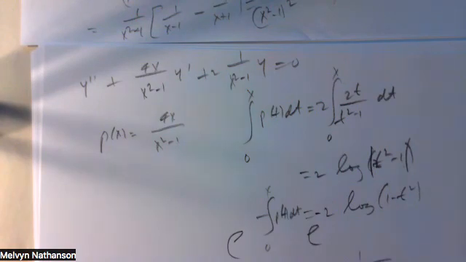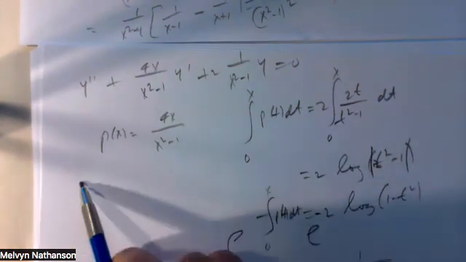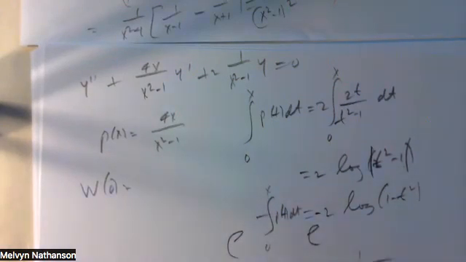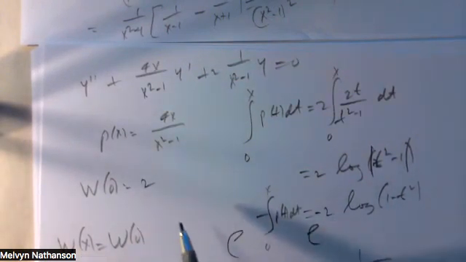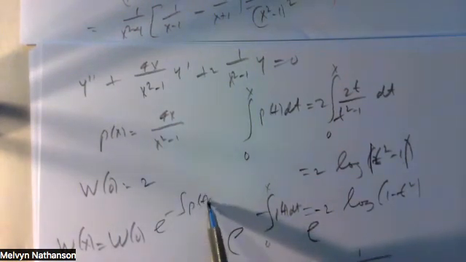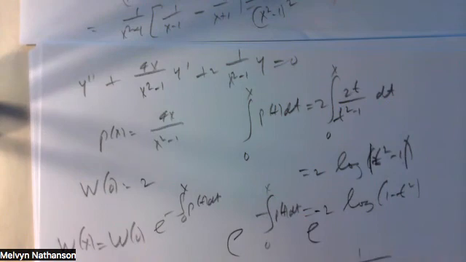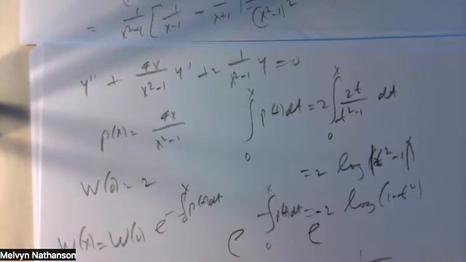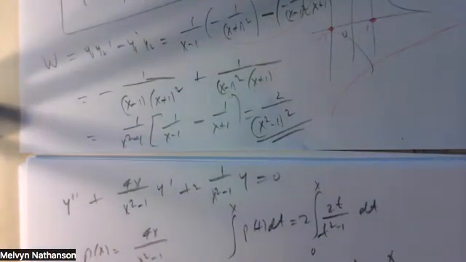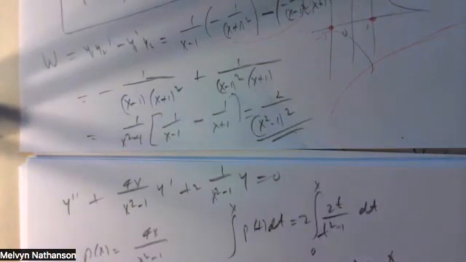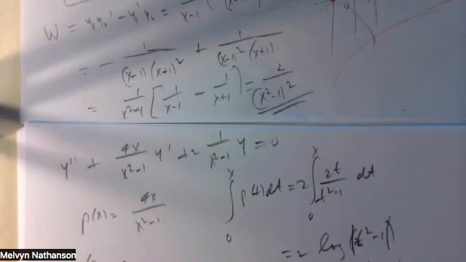And W at 0 is equal to what? What was my Wronskian? W of 0 is equal to 2. So I get W of x is W of 0 times e to the minus the integral of p of t dt from 0 to x. That's 2 over x squared minus 1 squared. And by a miracle, that's exactly what we got when we calculated this directly. So this is a confirmation of Abel's formula for this problem.